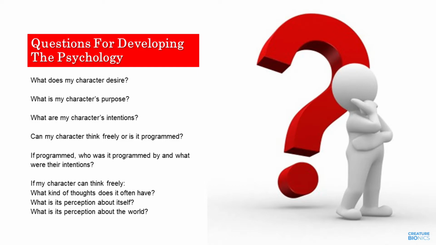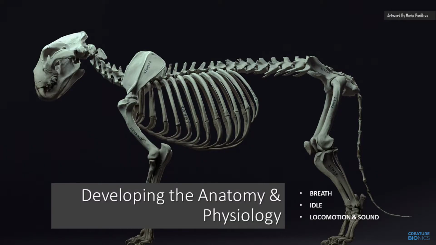So knowing your character's perception of itself as well as purpose, because nothing in the world exists without having a purpose. So therefore, knowing your character's purpose will also help to develop psychology. And again, all of these things can come and should come from the backstory. Moving on from the backstory, we're going to move on to developing the anatomy and physiology. And what we're going to focus on is breath, idle, locomotion, and sound.